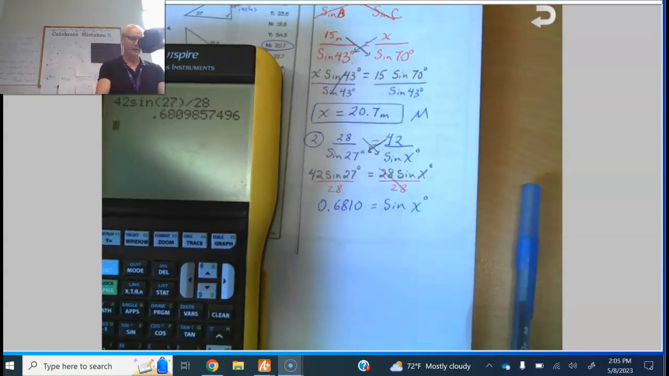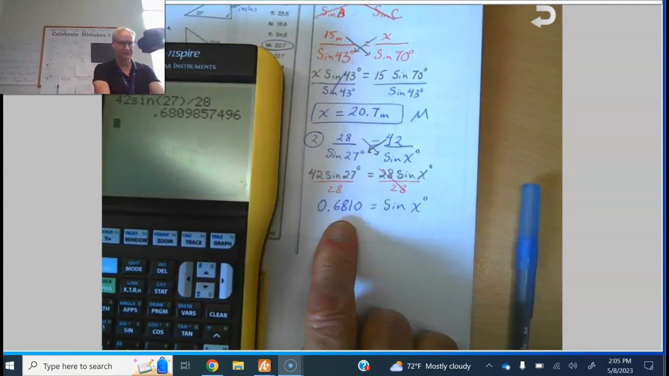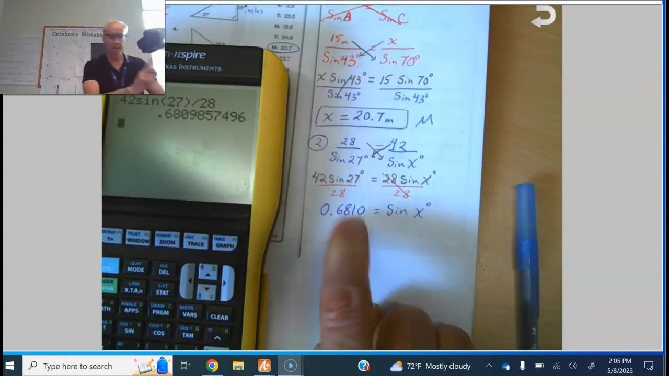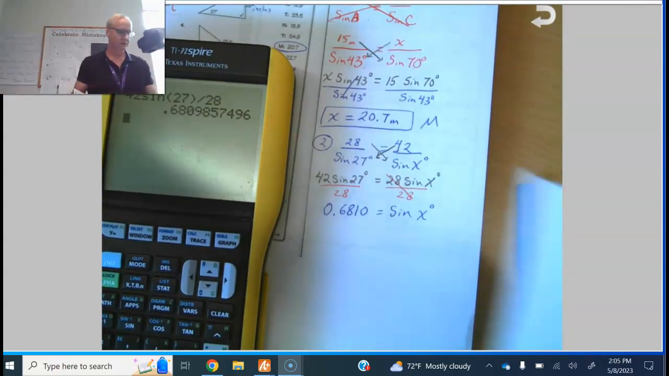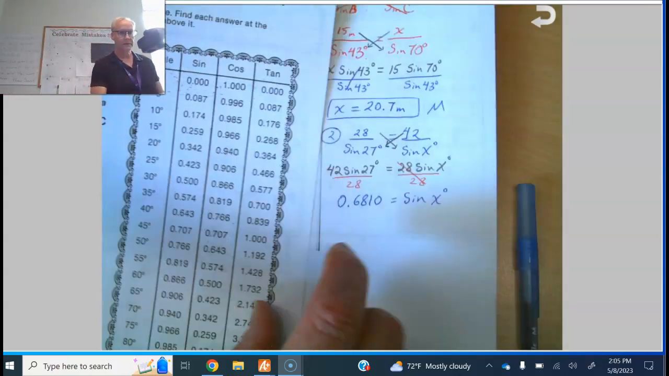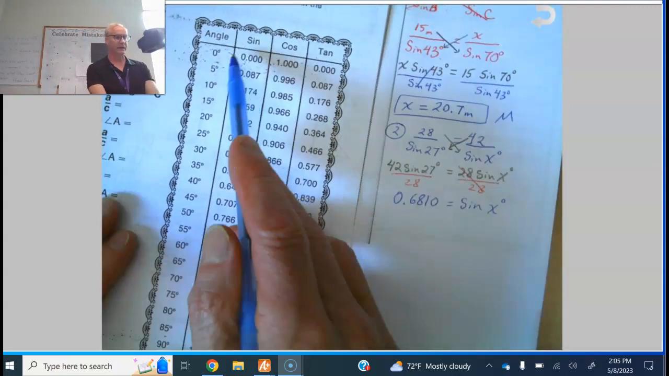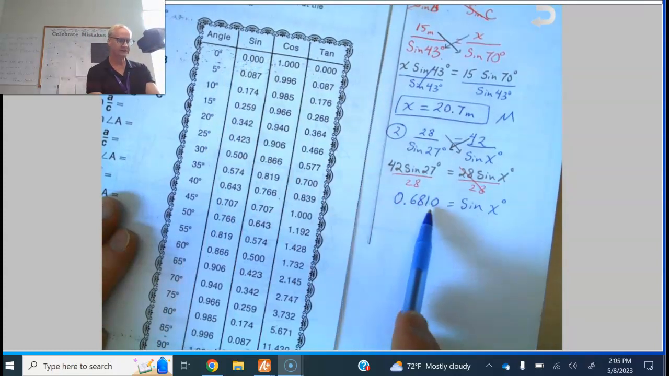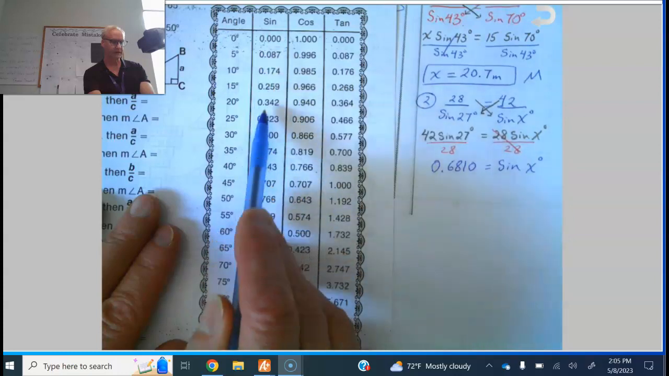Now here's the problem. The sine of x is equal to 0.681 or thereabouts. I want to find the angle that has that sine. So one way to do that is to look it up on a really bad table. The problem with this table is that it's not very big. It's going by 5-degree intervals. And I want to find the closest thing to the sine of 0.6810. So I want to look up sine of 0.68.